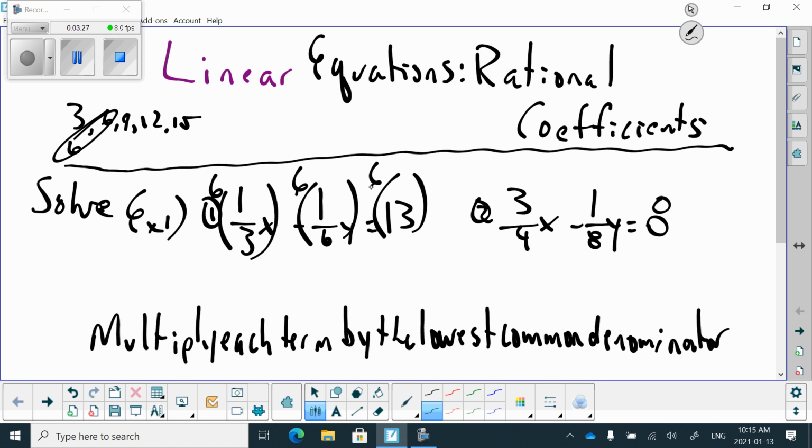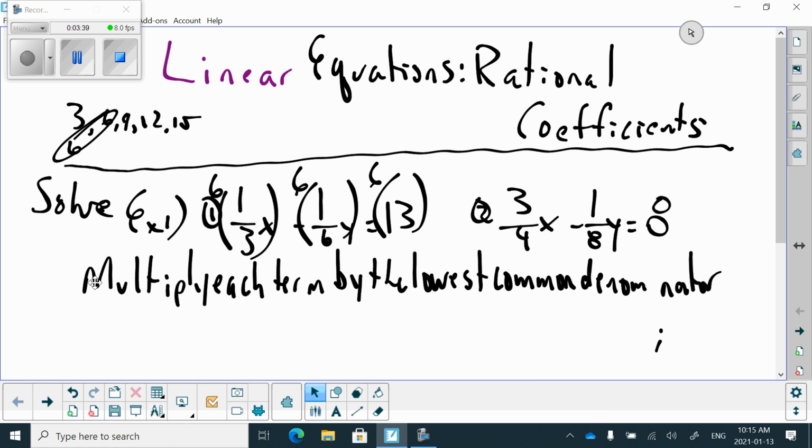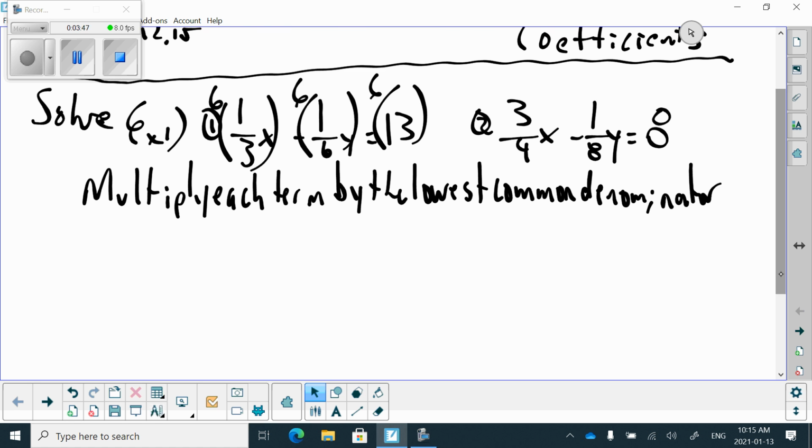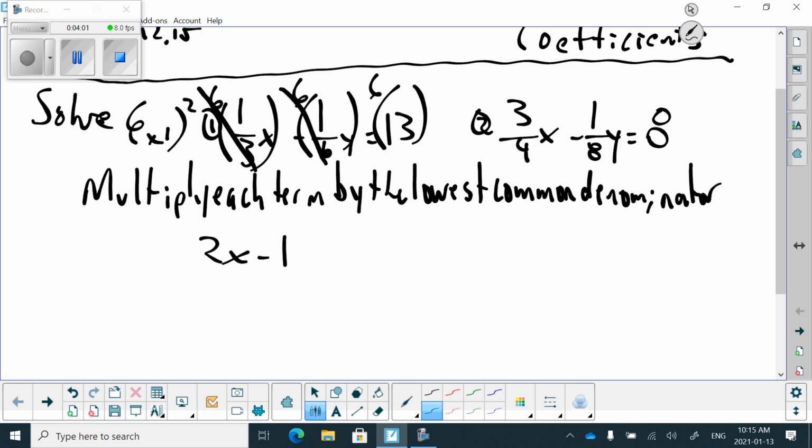Remember, everybody gets a card. Every term, even the term after the equal sign that isn't a fraction, gets multiplied. So how many times does 3 go into 6? Two. And 6 into 6 is one. And then we just have the times. What's 6 times 13? 78.